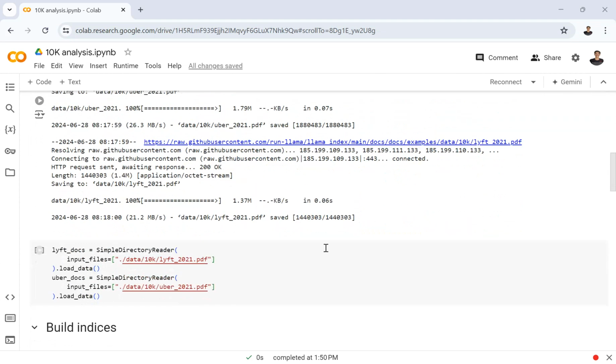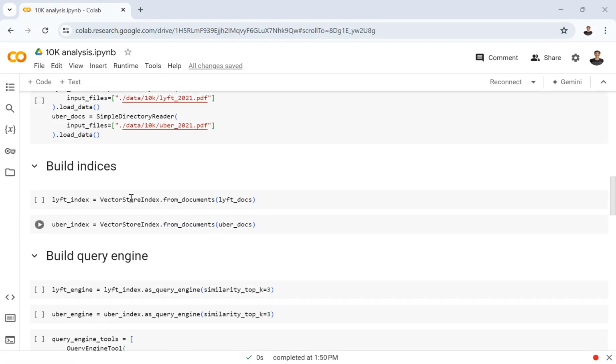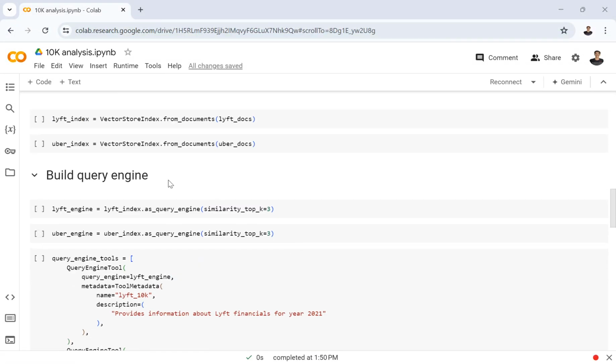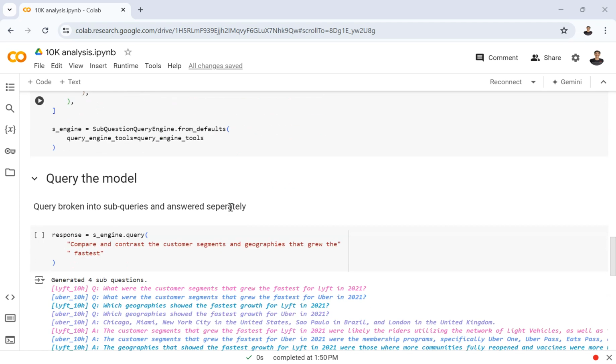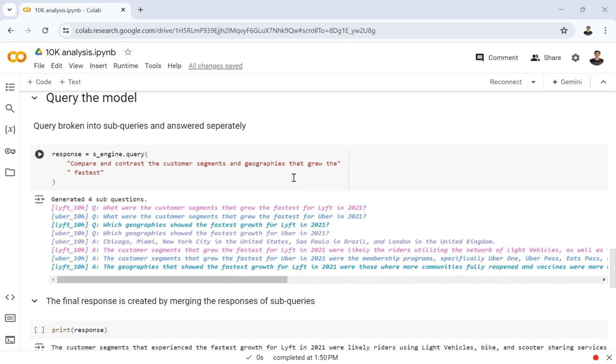We retrieve the data sources for both the datasets. Then we build their separate indices and we build the query engine. Now it's time to query the data source and get our answers.